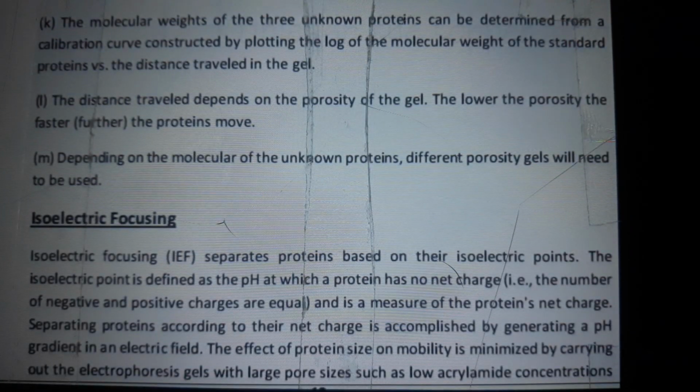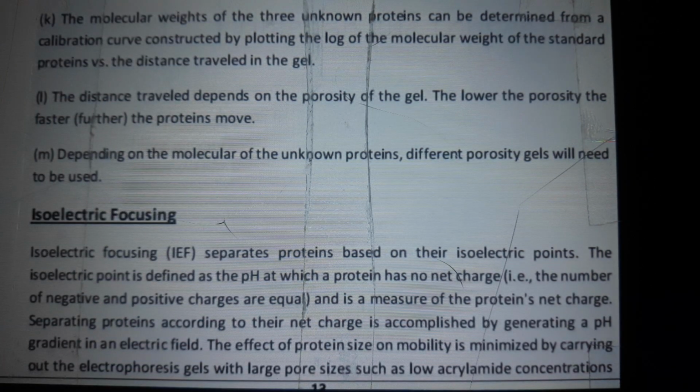The molecular weights of the 3 unknown proteins can be determined from a calibration curve constructed by plotting the log of the molecular weight of the standard proteins versus the distance traveled in the gel. The distance traveled depends on the porosity of the gel. The lower the porosity, the further the proteins move. Depending on the molecular weight of the unknown proteins, different porosity gels will need to be used.